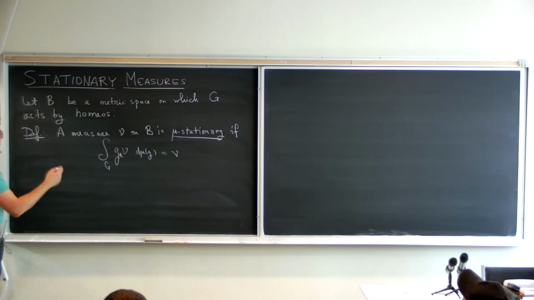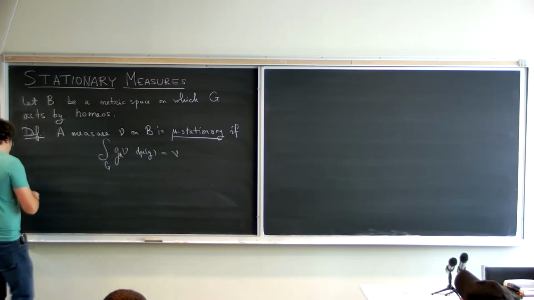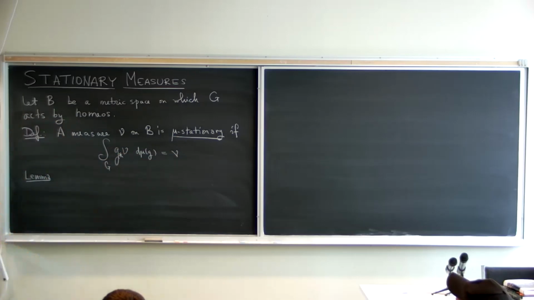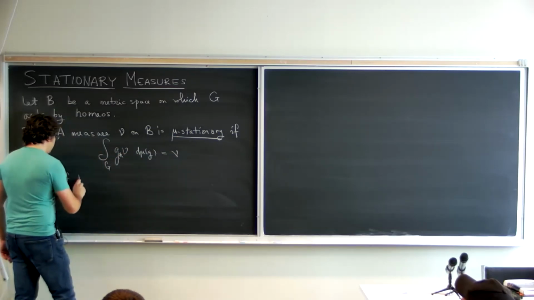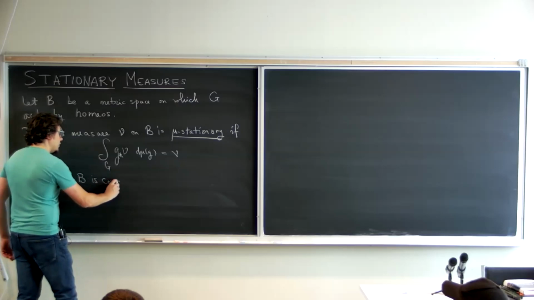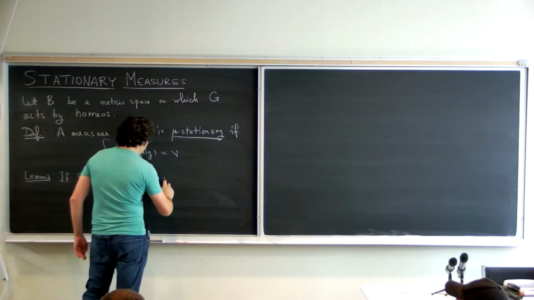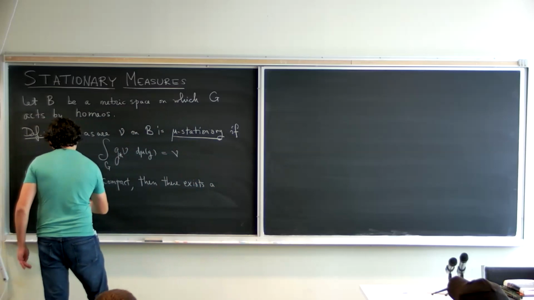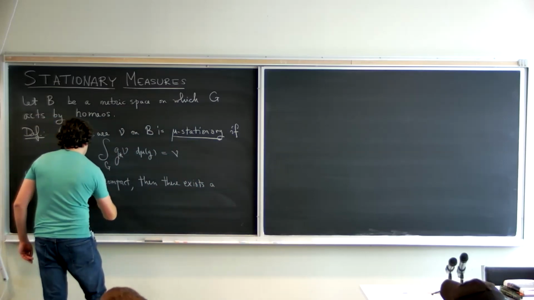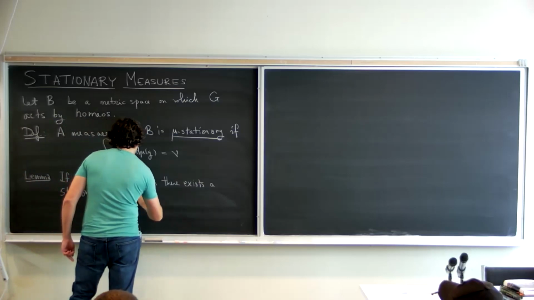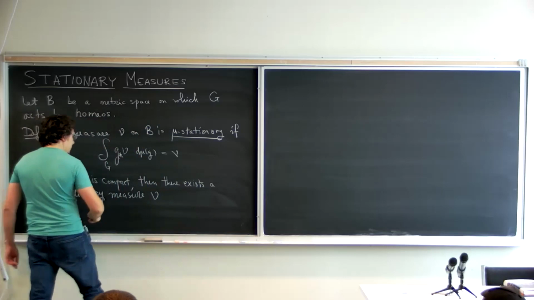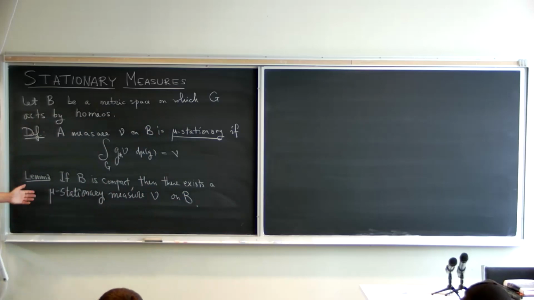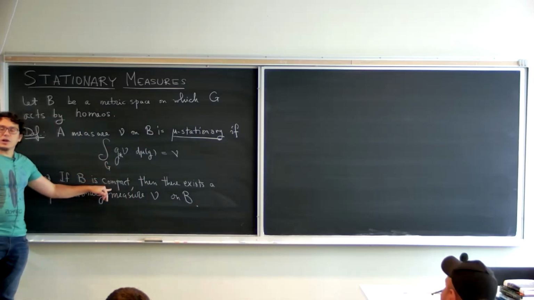Okay, and now, last time we started the proof of the following fundamental lemma, which is somewhat soft: if B is compact, then there exists a stationary measure nu for every mu on B. So the existence is almost free, at least in this case where B is compact.